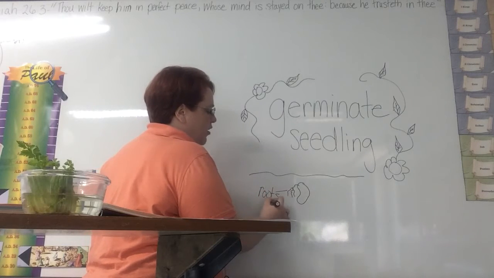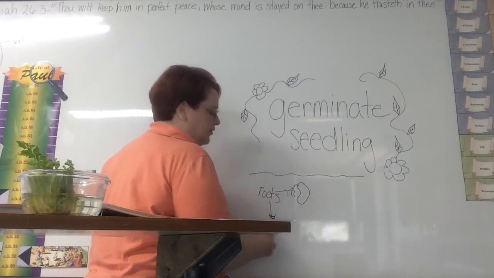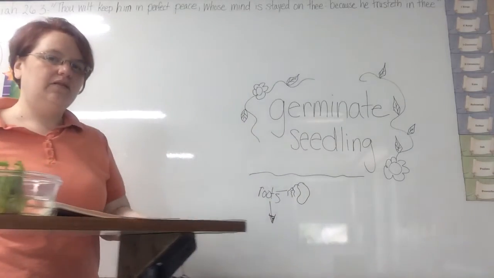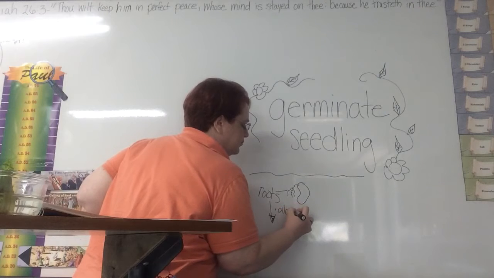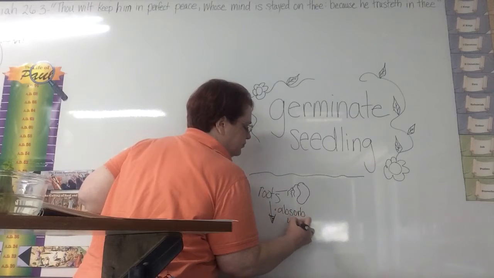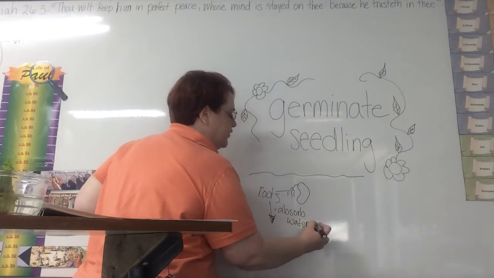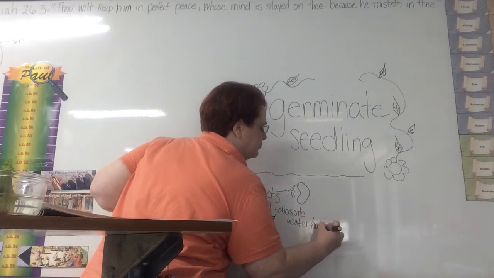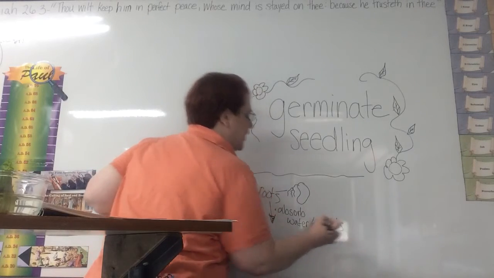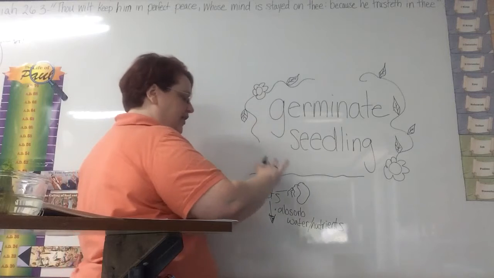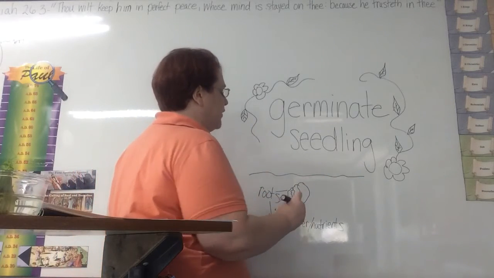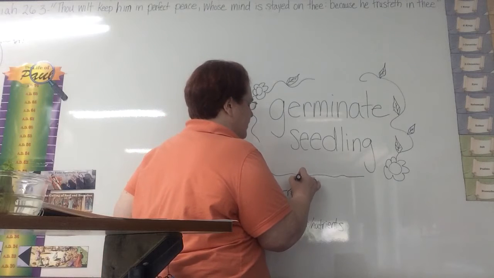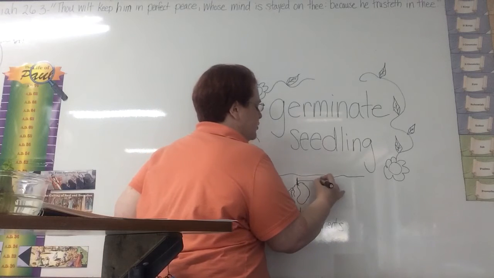And those roots always grow down. And what do they do? They absorb water, and other things too. But absorb water and nutrients. Okay? So that will continue to grow. Those roots will grow and grow and grow and grow to absorb more and more water. The second part is what we call the shoot.